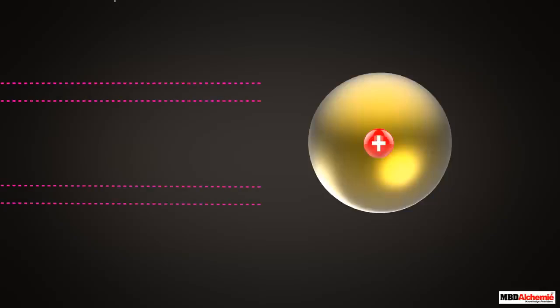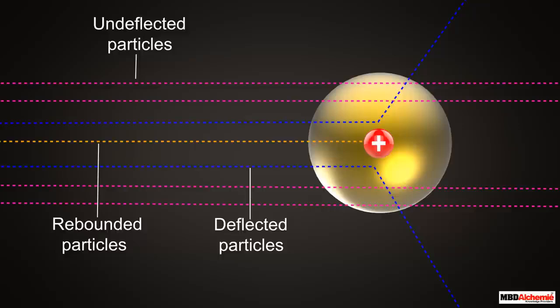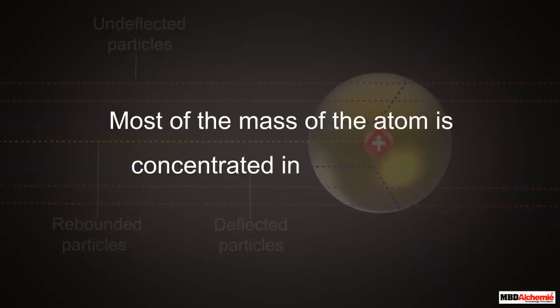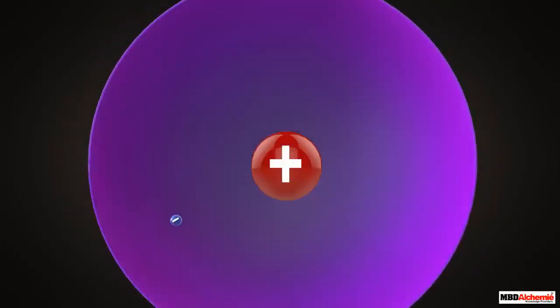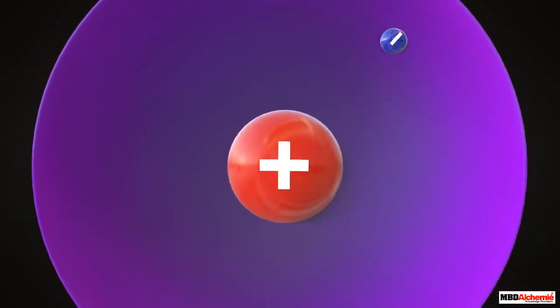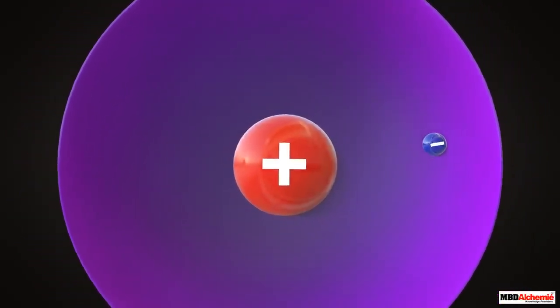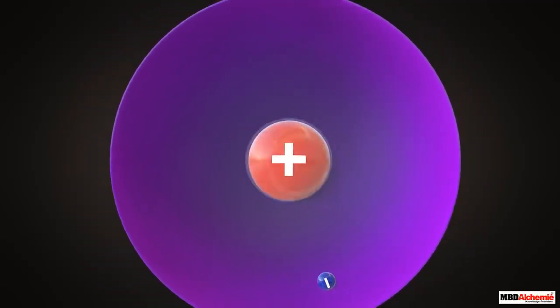Looking at the proportion of the particles undeflected, deflected, and rebounded, and based upon some calculations, Rutherford concluded that most of the mass of an atom is concentrated in its nucleus. Based on all these conclusions, Rutherford suggested an atomic model, which was known as the nuclear model of atom. According to Rutherford's nuclear model, there is a positively charged center in an atom called nucleus, and all the mass of the atom is due to this nucleus.